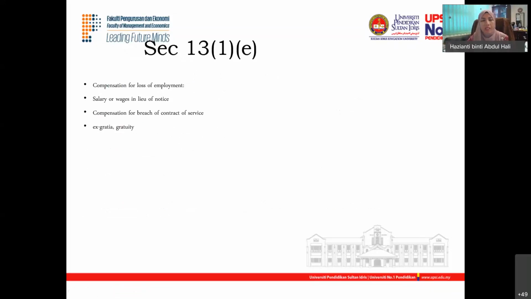Alright, and the last one is section 13(1)E. Okay, 13(1)E ni agak famous lah, kita banyak masukkan dalam question. Compensation for loss of employment. Alright, here when people retire ataupun dia kena retrench, biasanya dia akan dapat compensation. So this compensation is actually taxable. So the compensation for loss of employment, it can be salary or wages in lieu of notice. So dapat awal because you withdraw or you resign from the company. And sometimes you get compensation for breach of contract or service, and or it can be ex gratia and also gratuity.